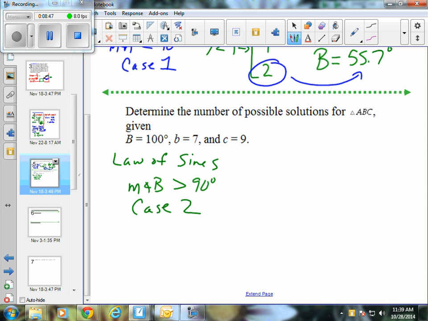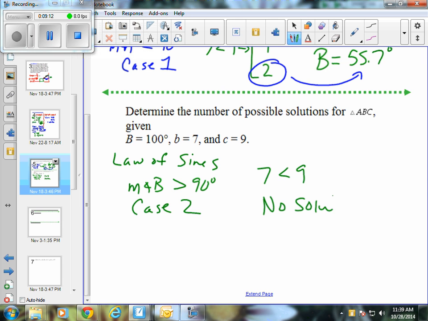Or none, depending on what the side lengths are. So it's either 1 or none. So we have to go back and take a look and see if it works or not. So how do we know if it's none or 1? Well, we look at the side lengths to compare. So the side we're given is 7, and we're comparing that to the 9. It's less than. Well, if B is 100, it should be the longest side in the triangle. It's not. That would be no solution.